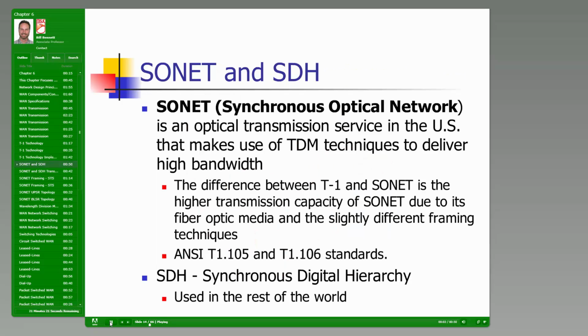So the T services we just looked at, remember, are copper-based, and so now we're going to take a look at SONET and SDH, which are fiber-based. And so SONET is the synchronous optical network. It is an optical transmission service used in the U.S., makes use of time division multiplexing as its technique to deliver high bandwidth. The difference between a T1 and a SONET is higher transmission capacity of SONET due to its fiber optic media, and it does have a slightly different framing technique as well. It uses the ANSI T1.105 and T1.106 standards. SDH, or synchronous digital hierarchy, is the optical method that is used in the rest of the world.